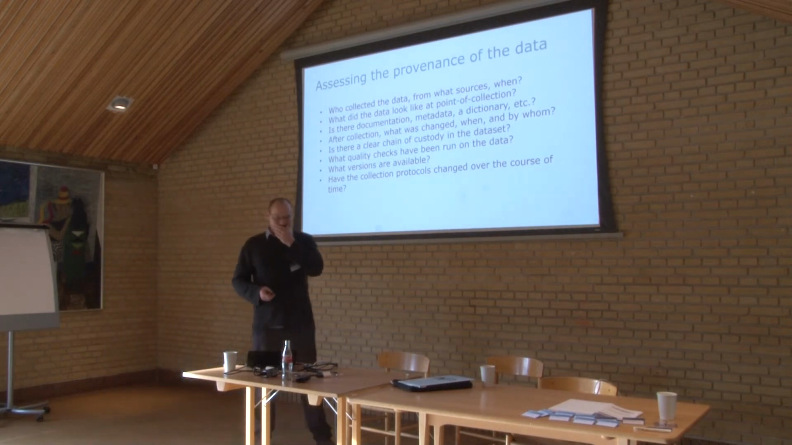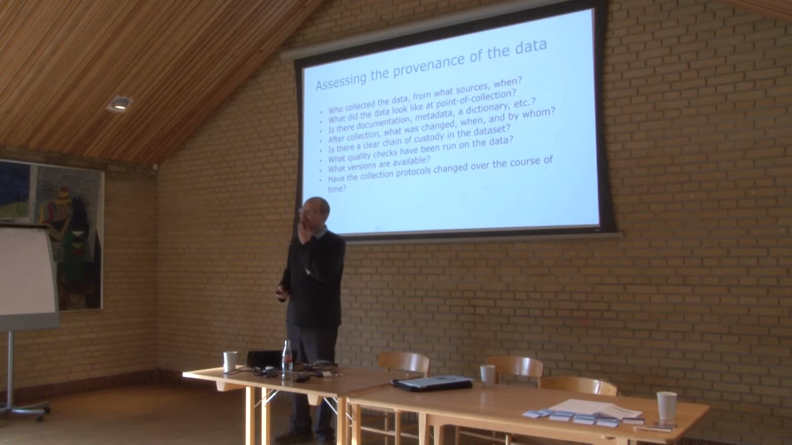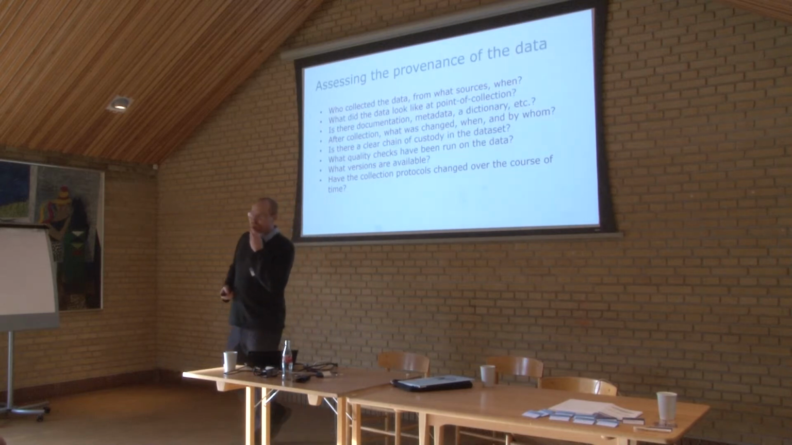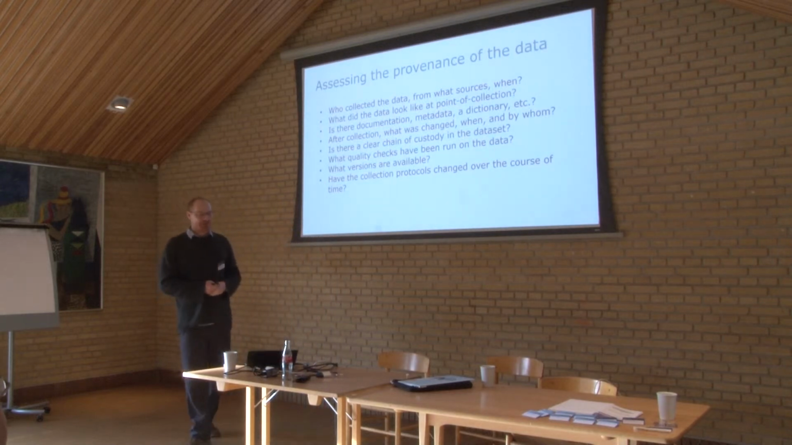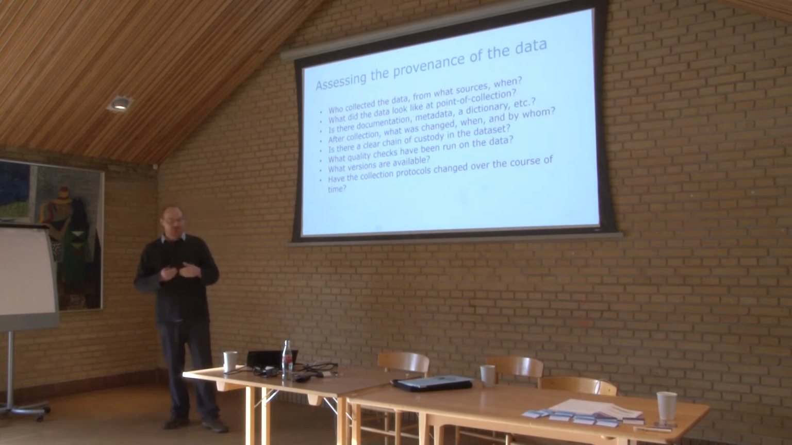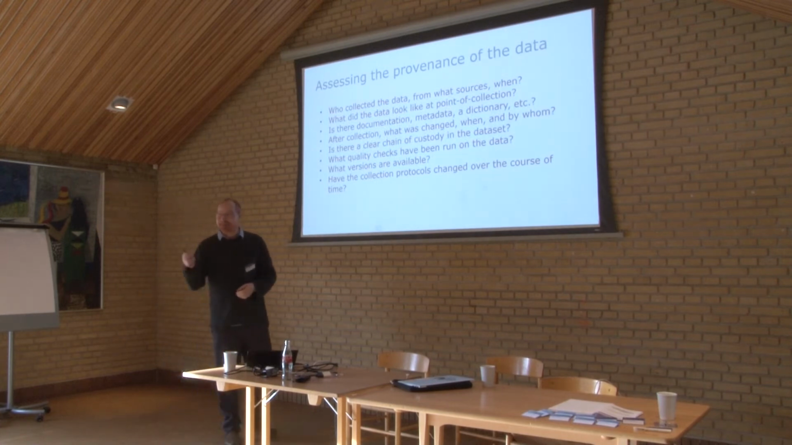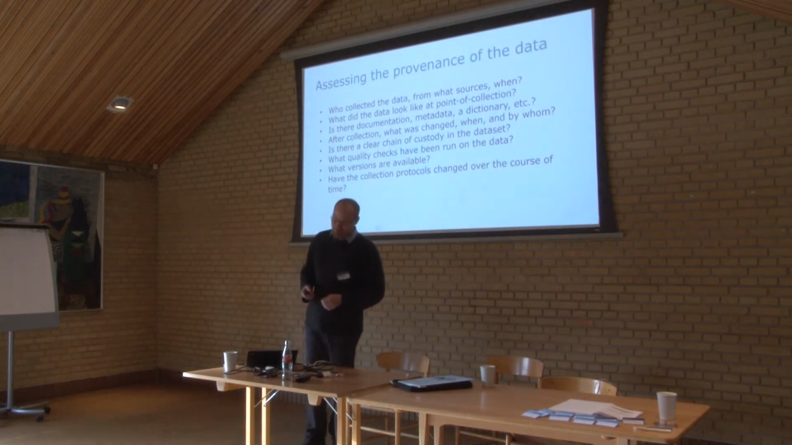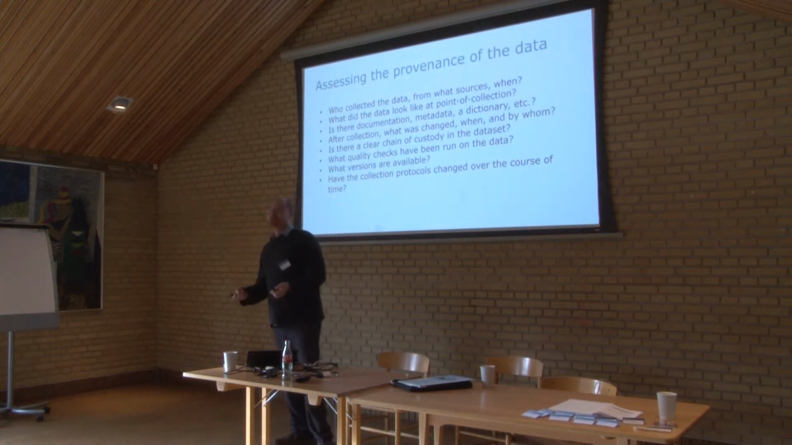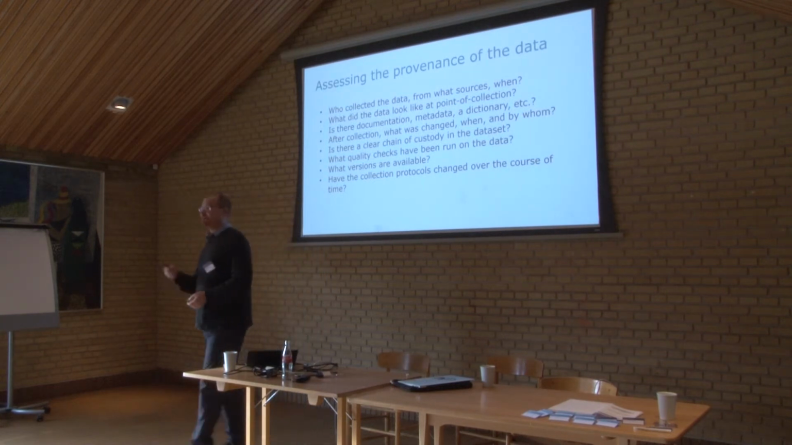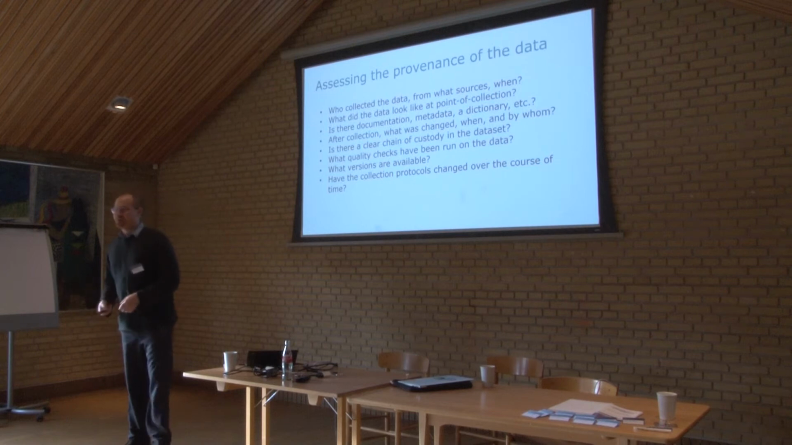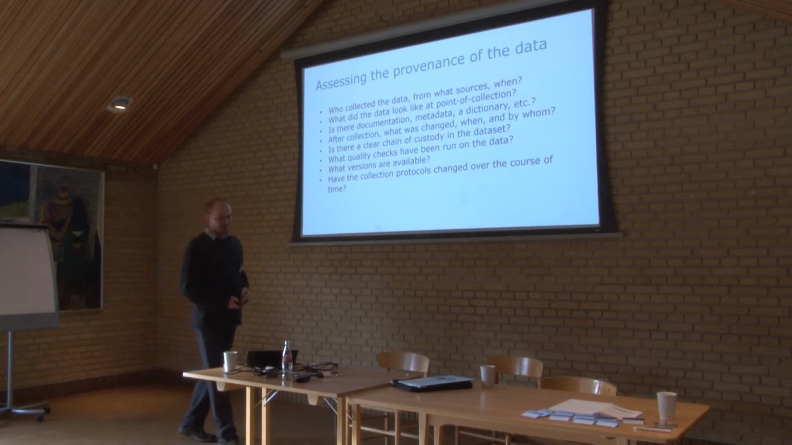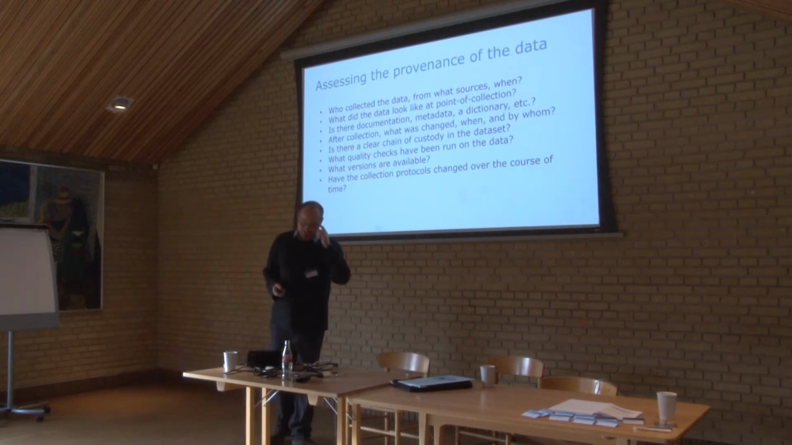That's just me. Who collected the data? What are their names? Who are the people who actually collected the data? From what sources? When did they collect them? What are the dates, the timestamps? What did the data look like at the point of collection? Is there a dictionary describing what these variables are? Was something changed after the data was collected, or codified, or modified in some way? Integers, rounded, that kind of thing.